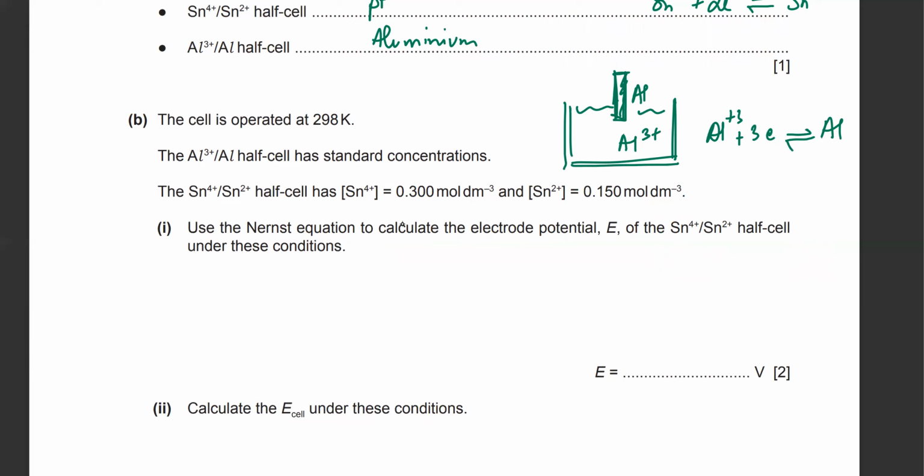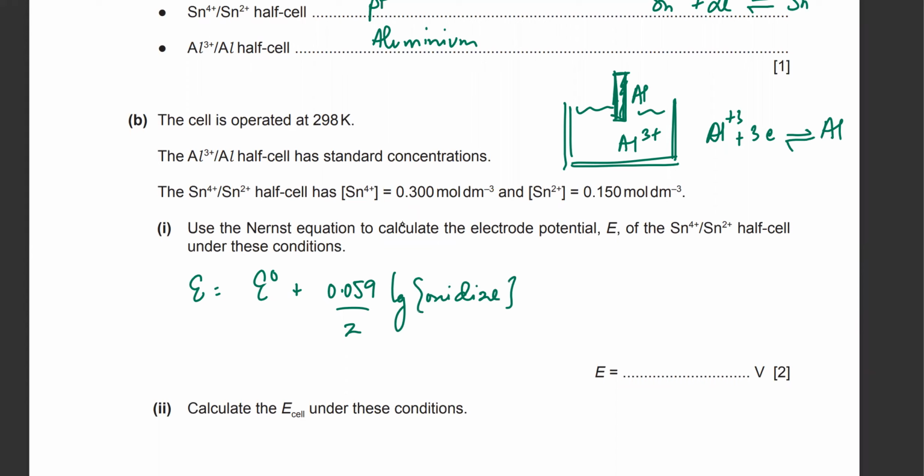There was a Nernst equation, where the standard electrode potentials are given in the data booklet, which are E naught. Z was the number of electrons, log of the oxidized species concentration divided by the reduced species concentration.